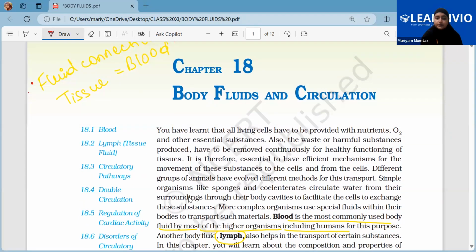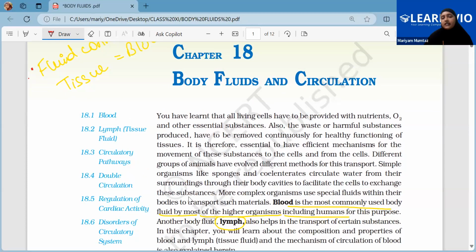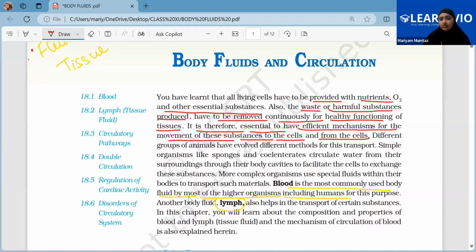You have learned that all the living cells have to be provided with nutrients, oxygen, and other essential substances. Also, the waste or harmful substances produced have to be removed continuously for healthy functioning of tissues. It is therefore essential to have efficient mechanisms for the movement of these substances to the cells and from the cells. Different groups of animals have evolved different methods for this transportation.